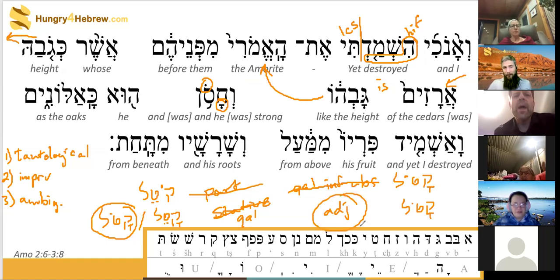What is number 3? Okay, ambiguous. I don't know what to call the third one. If somebody can give me a better title to give that, where Hebrew stops using finite verbs and just uses the infinitive absolutes for everything, I don't know what to call that.